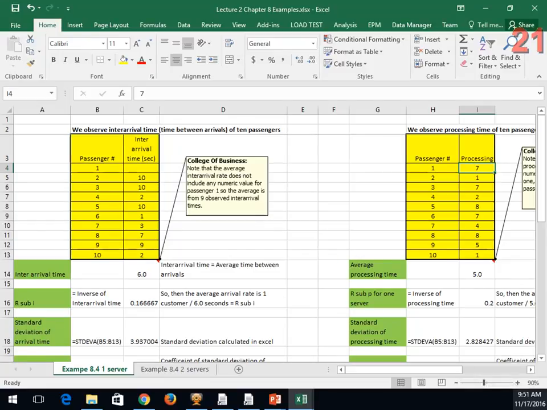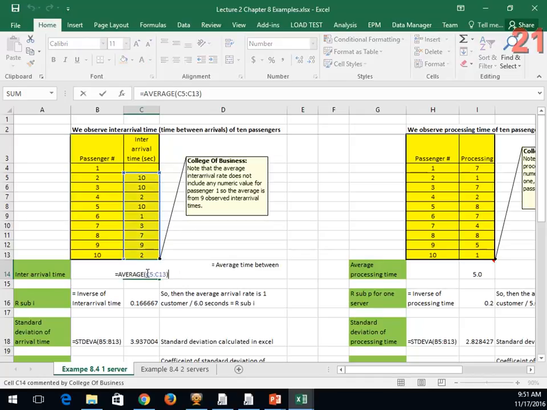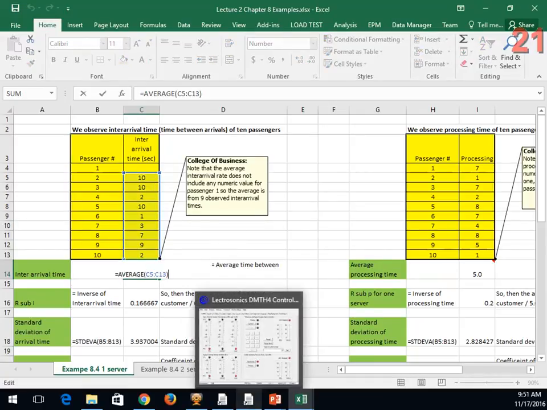So that being said, I can find the average inter-arrival time, right? And one of the keys here is, I've had students read this out of the book and understand that there are 10 passengers, and so they want to sum up the times that they have and divide by 10. But the fact of the matter is passenger 1 has no inter-arrival time. That's when the process begins. So you're actually going to be dividing by 9, okay?